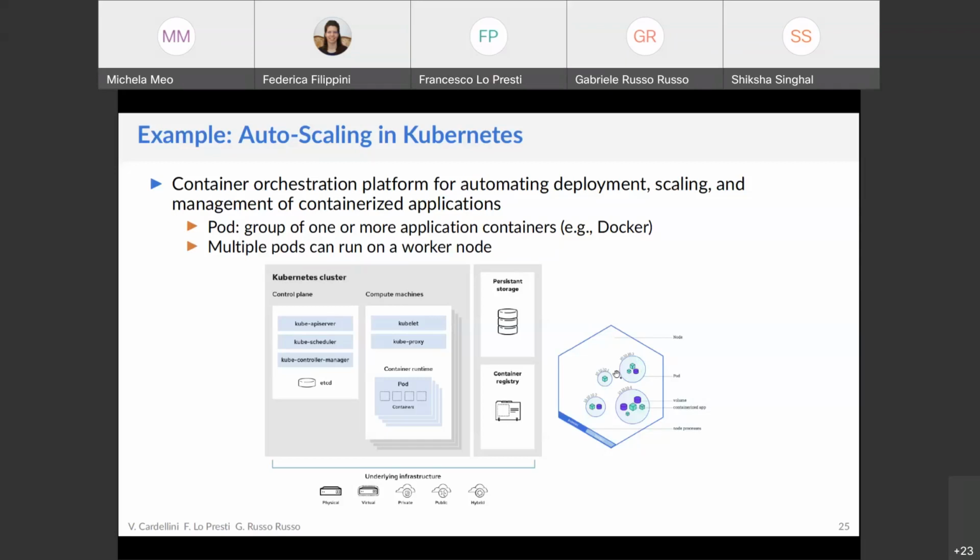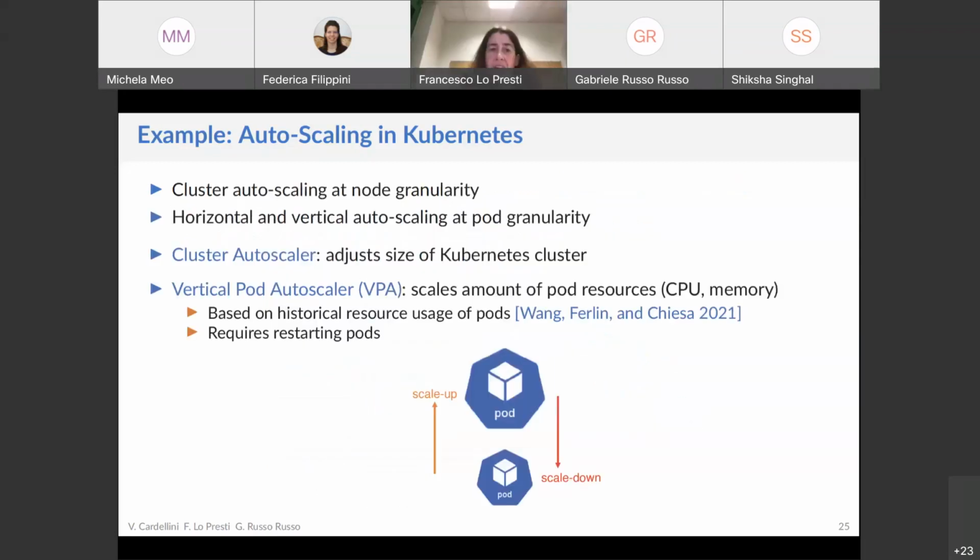And Kubernetes provides some auto-scaling features at different granularity levels. For example, you have auto-scaling at the cluster level. That means Kubernetes can automatically adjust the size of the Kubernetes cluster, that means the number of worker nodes that you have in the system. And then you have auto-scaling at pod granularity.